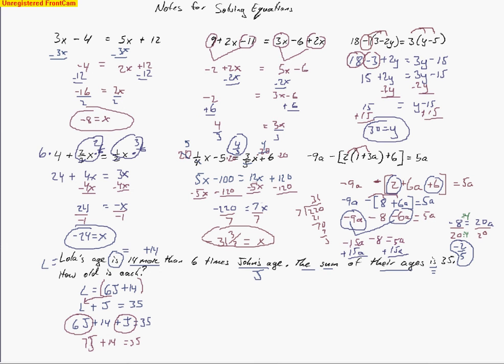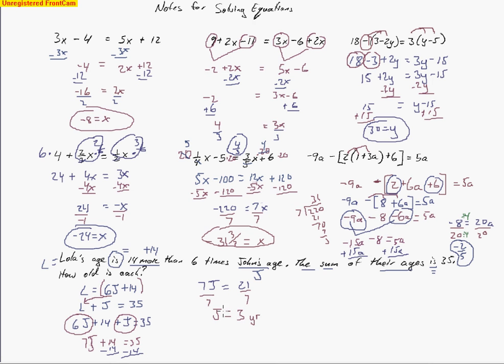And now I can subtract that 14 from both sides. So when I subtract 14 from 35, that leaves me with 21. So I'll rewrite it up here as 7j equals 21. So just one more step. Dividing by 7 gives me John's age. So j, which represents John's age, is 3 years. That's how old John is.